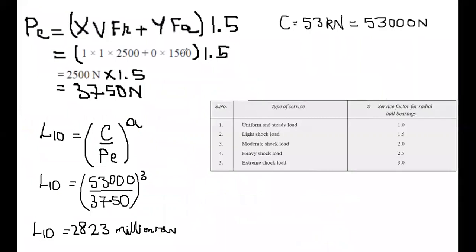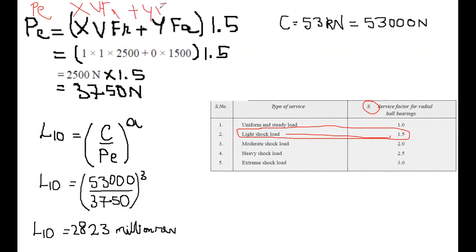We also have FR and FA, right? And this time they have told us that it is a light shock load. So for light shock load, you have to know the service factor S. Our formula of equivalent load is what? XVFR plus YFA, into S or KA, whatever you write down. S or K is the service factor. For light shock load, let us see its value.